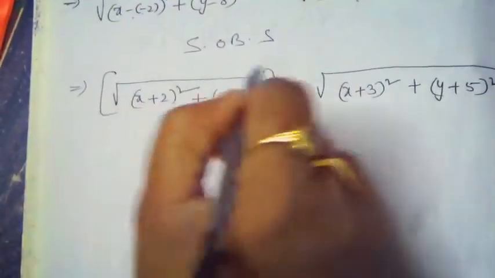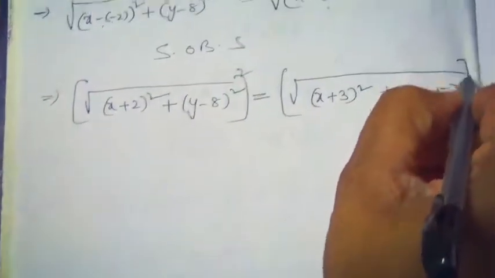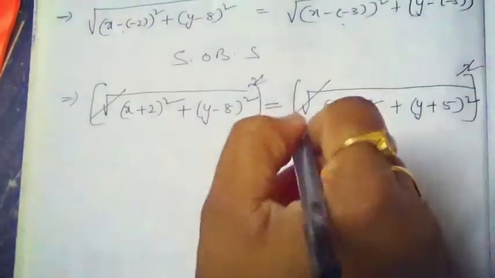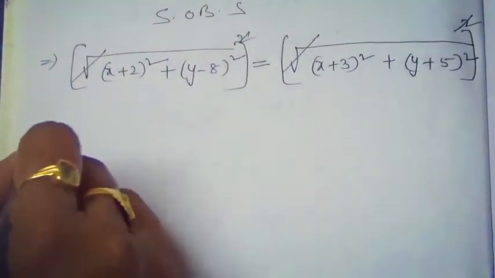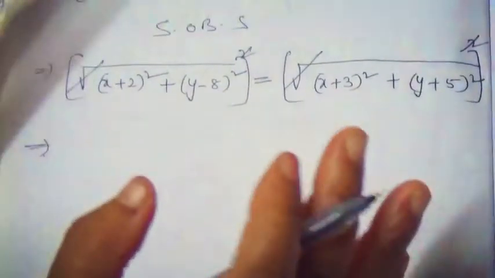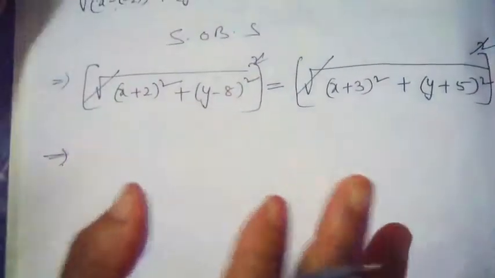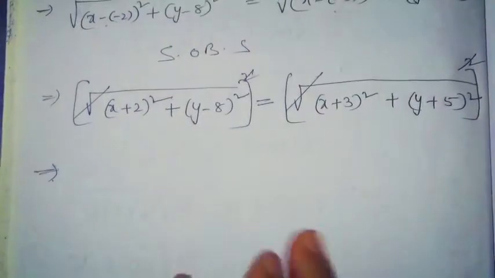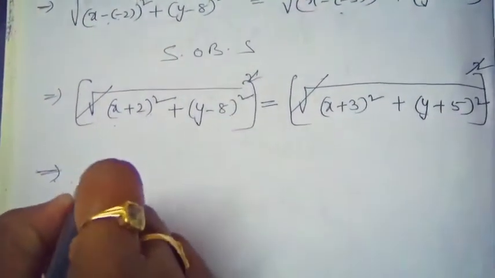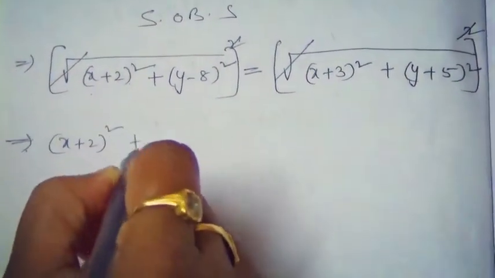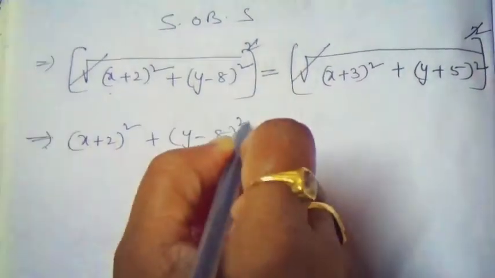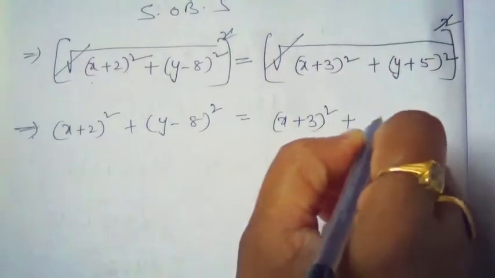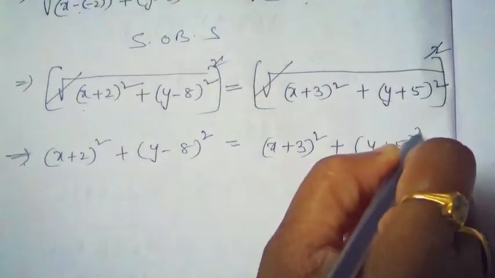So squaring on both sides, here also square. Square root cancelled. Only to eliminate this root, we are taking squaring on both sides. Here (x plus 2) whole square plus (y minus 8) whole square is equal to (x plus 3) whole square plus (y plus 5) whole square.